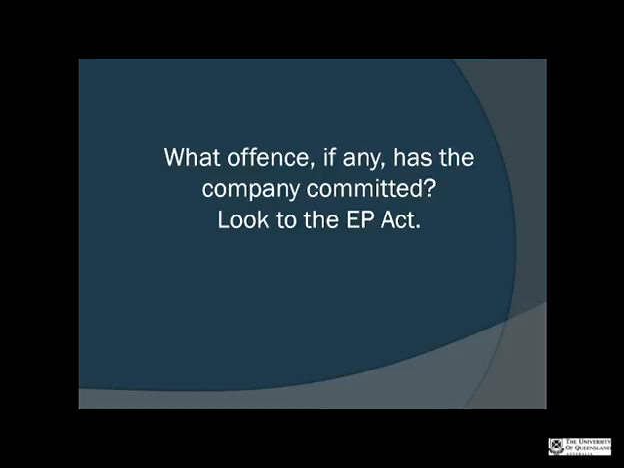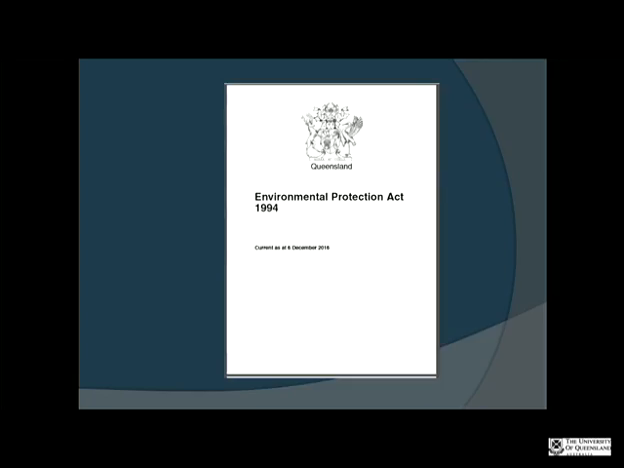So let's look at the Environment Protection Act. Let's see what offence, if any, the company has committed. So this is the Environmental Protection Act. You find it in the usual way. So you go to the Queensland state government website, you look up the current Environmental Protection Act, just like you did with the Sustainable Planning Act.